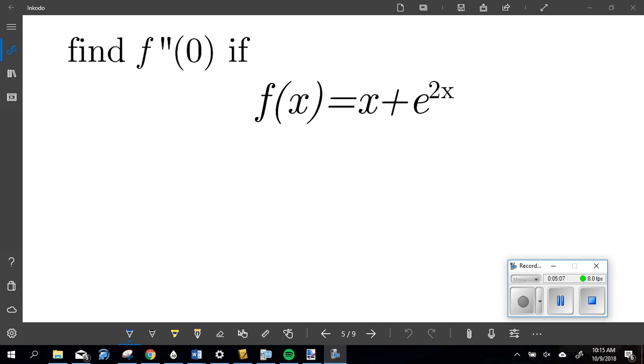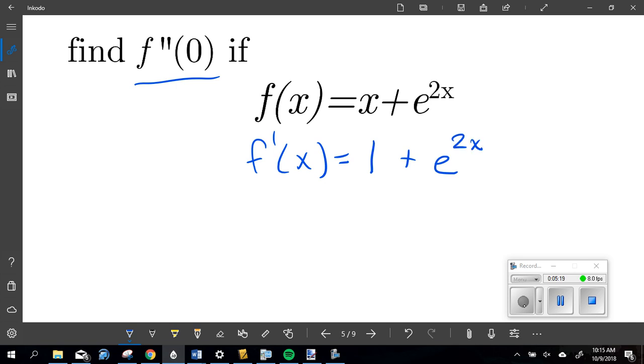Here we go. We are taking the second derivative at 0. And so let's find the first derivative, f prime of x. What's the derivative of x going to get me? 1 plus the derivative of e is what I see times the derivative of my exponent. What is the derivative of 2x going to get me? 2. Okay? That's the first derivative.